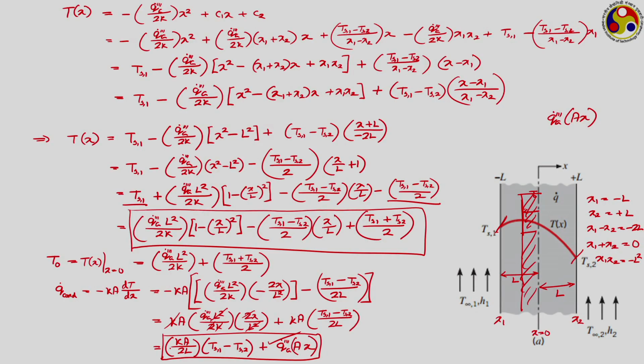Now, one special case we could have had, I should just repeat the entire expression for T(x) that I have got. T(x) is equal to, I had this one, q0 triple prime into L square by twice k into 1 minus (x upon L) whole square, minus (Ts1 minus Ts2) by 2 into x upon L, plus (Ts1 plus Ts2) upon 2.